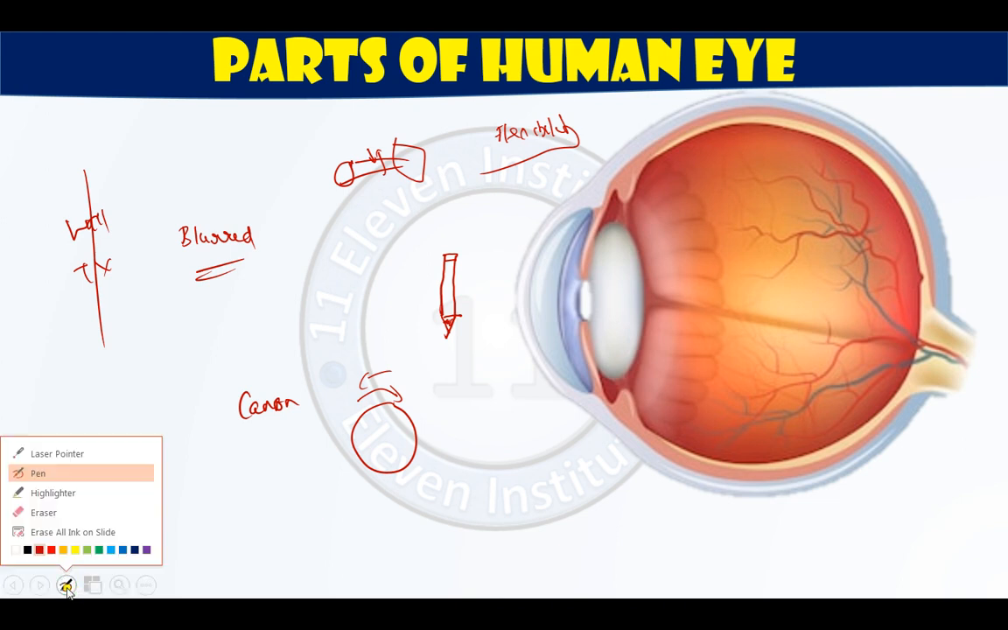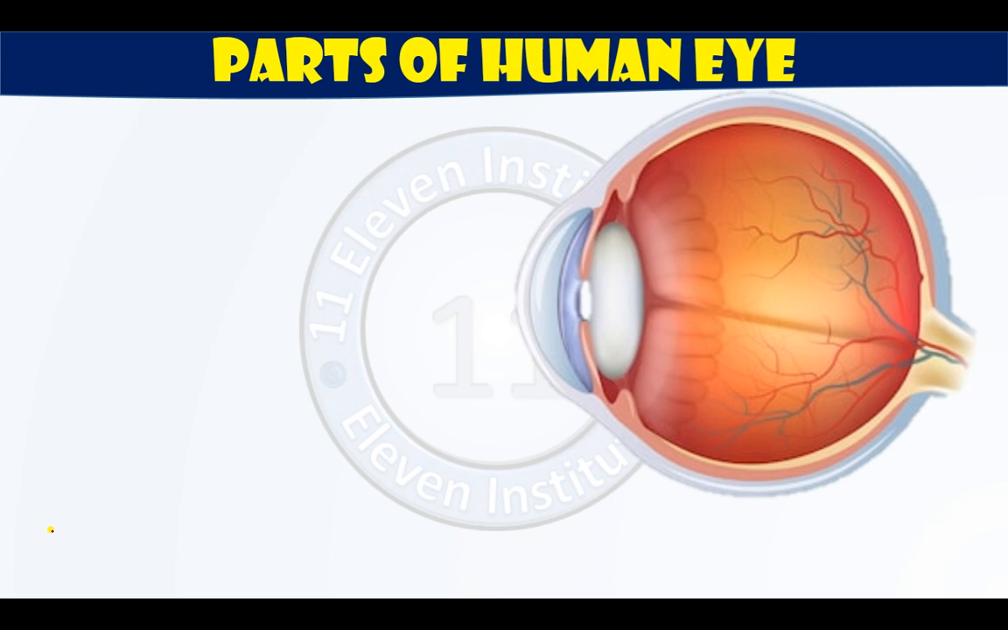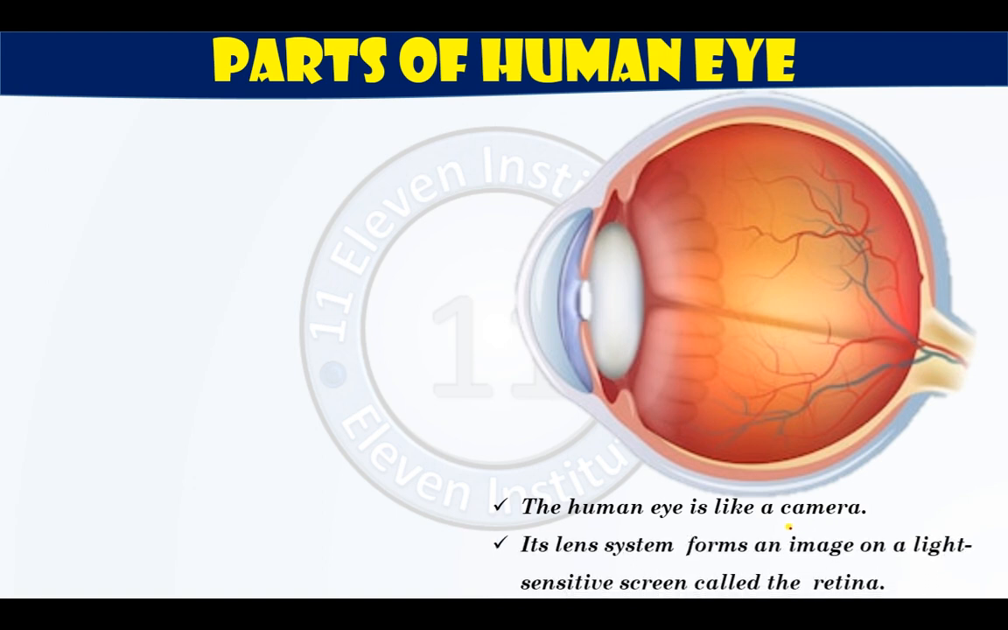Let us now see each and every part of the human eye given in our textbook individually in detail. So the first part that we are going to see is the introduction. Human eye is like a camera. I have told you this before. Human eye is like a camera, it will capture the images.